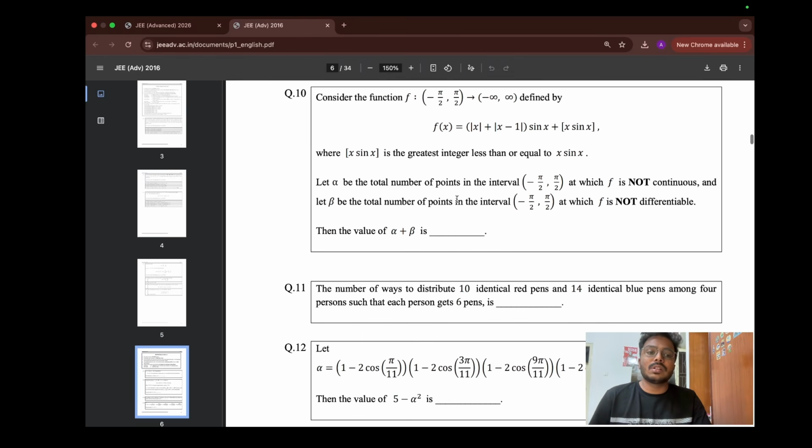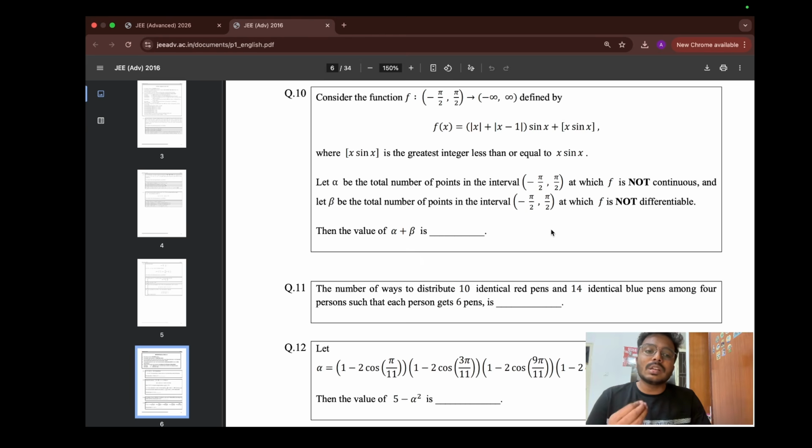And the next question, again this is a very good question. So this is a weird function, very weird function is given to you. It involves the modulus function, mod x minus 1, and it involves trigonometric functions, and it also involves the greatest integer function. And the task for you is to draw the graph of this in the interval minus pi by 2 to pi by 2.